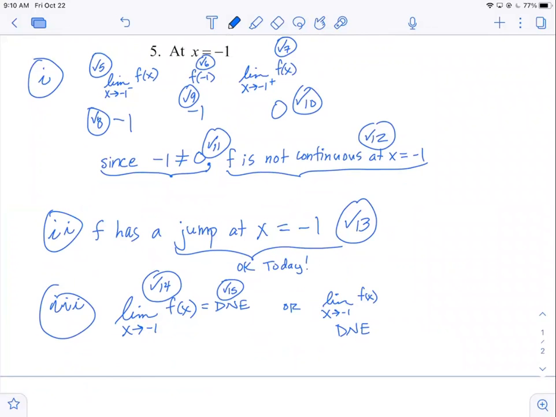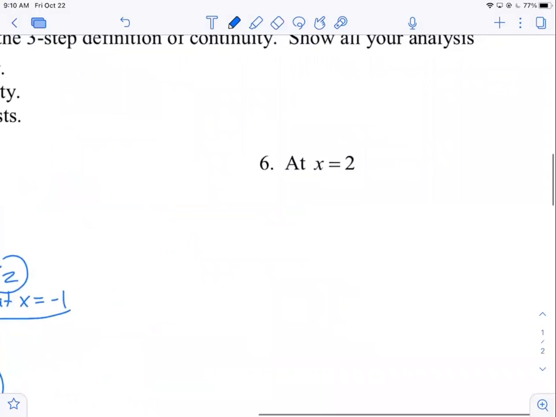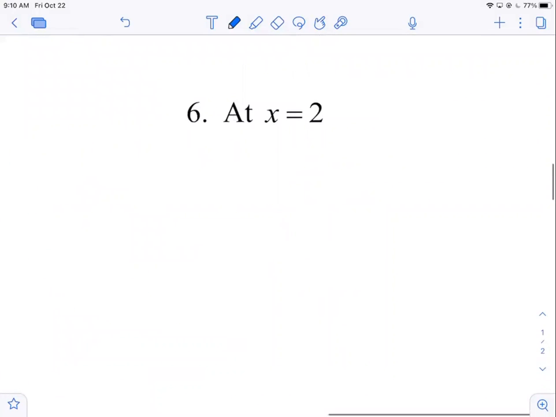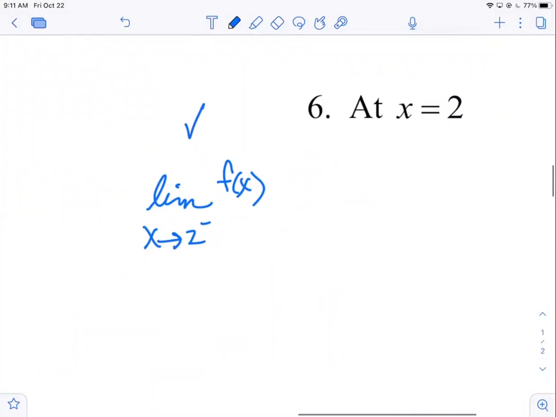All right. So that's fifth. Let's move on to part 6. Okay. At x equals 2. So we're going to set up the notation. The limit as x goes to 2 from the left of f. That is already a check, right? That's check number 16.